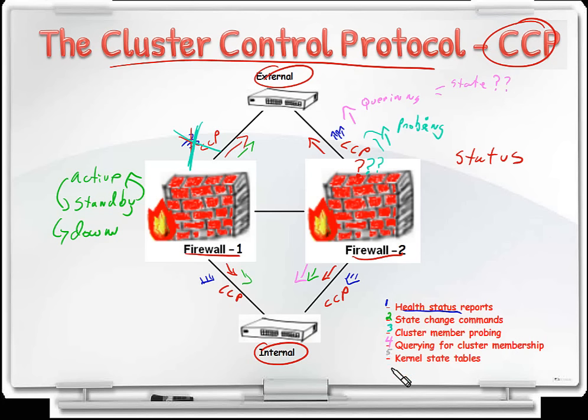And fifth, the clustering control protocol also runs over the sync network. Now, this is a specific kind of cluster control protocol, and it's only used for syncing the kernel tables. All the firewall members are syncing their kernel tables amongst each other, and so it uses the sync network that runs the cluster control protocol to sync the kernel tables.